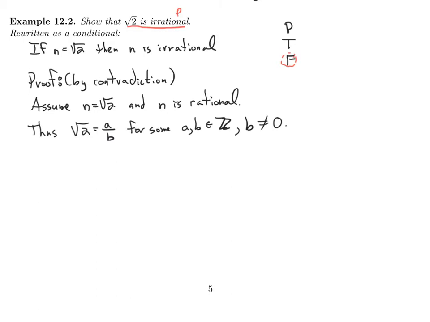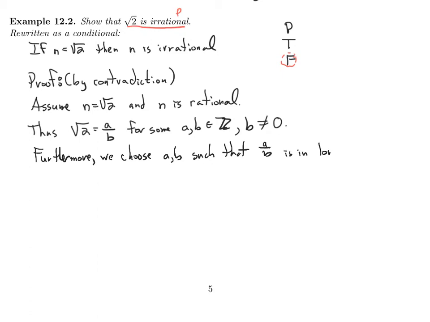And I'm going to add an additional condition here that I wasn't particularly precise about later. But I'm going to pick the a and b in this case so that this fraction is in lowest terms. Furthermore, we choose a and b such that a over b is in the lowest terms.